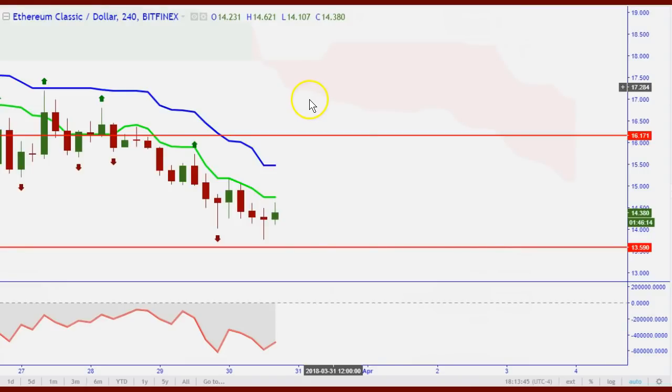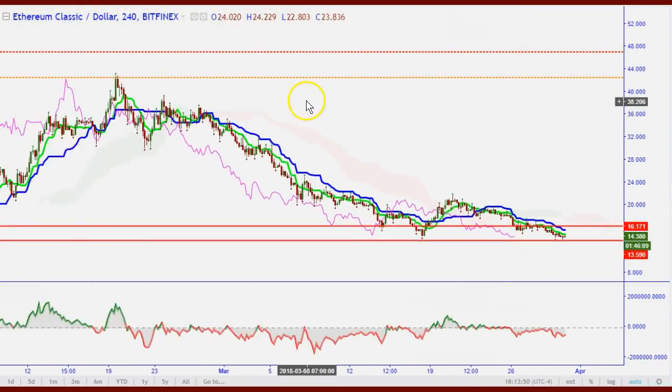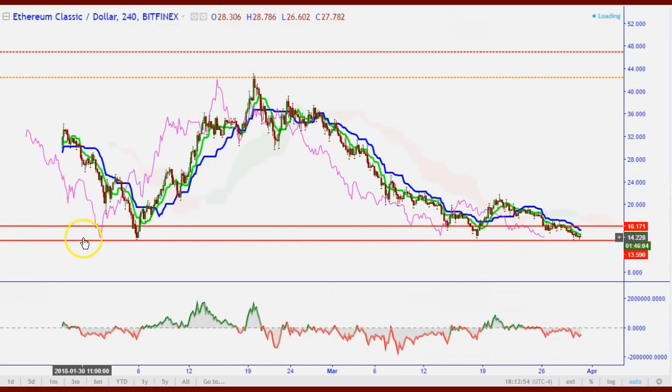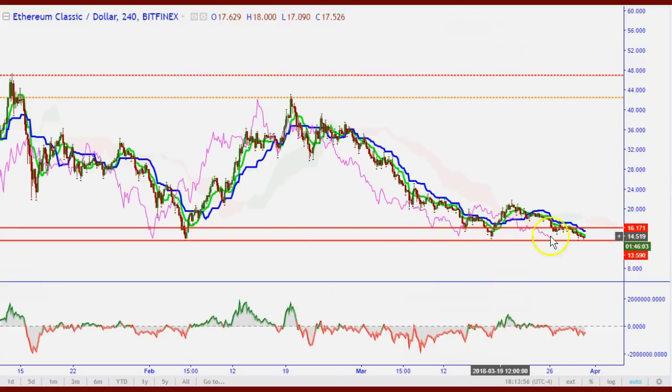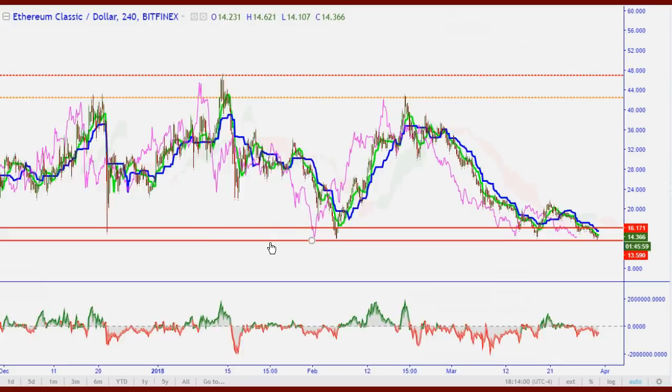All right, so ETC USD, pretty much the same thing. Now, got to trust these levels, because this is the support level down here. All right, and it came back to that level again, and now a third time. There's a lot of divergence in these crypto markets right now.